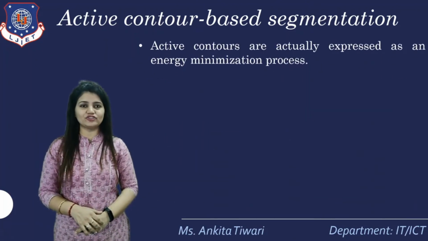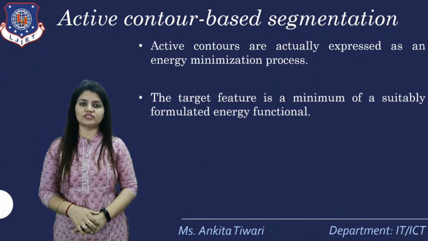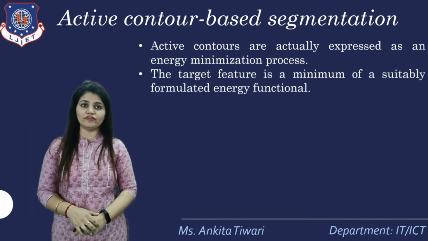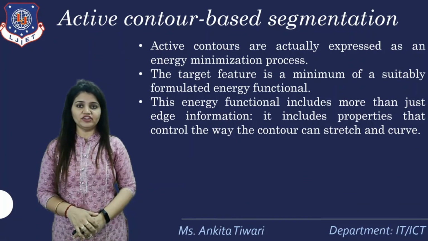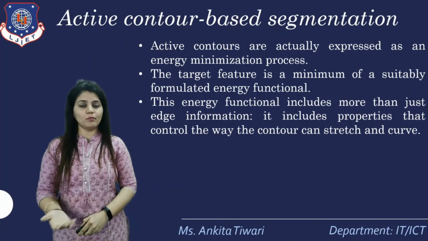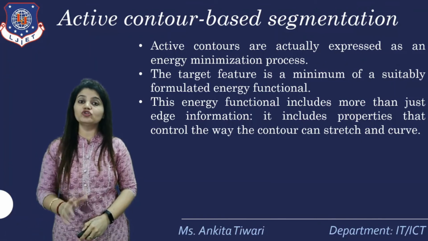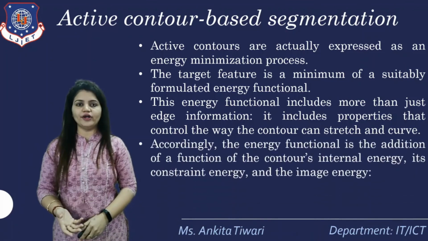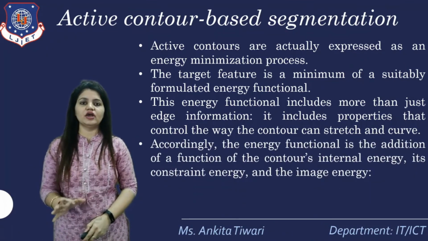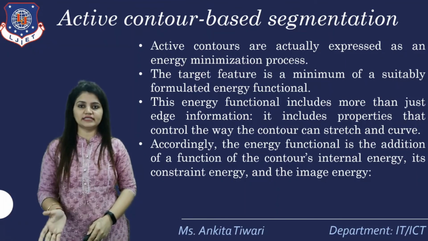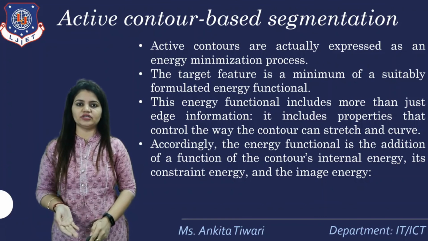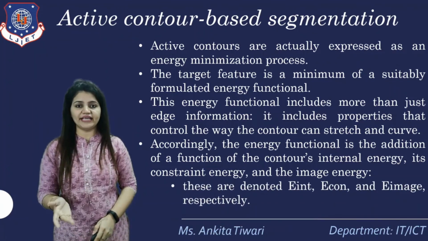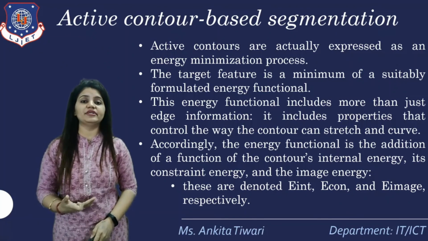Active contours are expressed as an energy minimization process. The target feature is a minimum of a suitably formulated energy functional. This energy functional includes more than just edge information; it includes properties that control the way the contour can stretch and curve. Accordingly, the energy functional is the addition of the contour's internal energy, its constraint energy, and the image energy, denoted by E-int, E-con, and E-image respectively. These are the three ways to calculate the contour values.